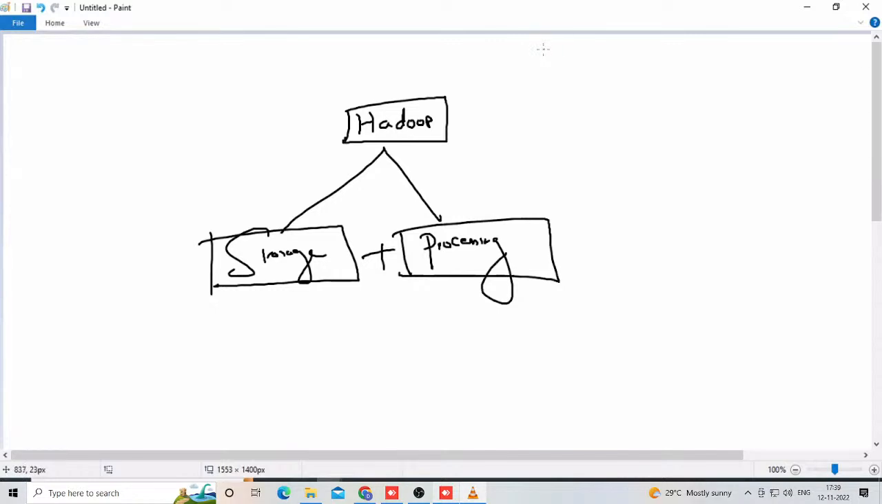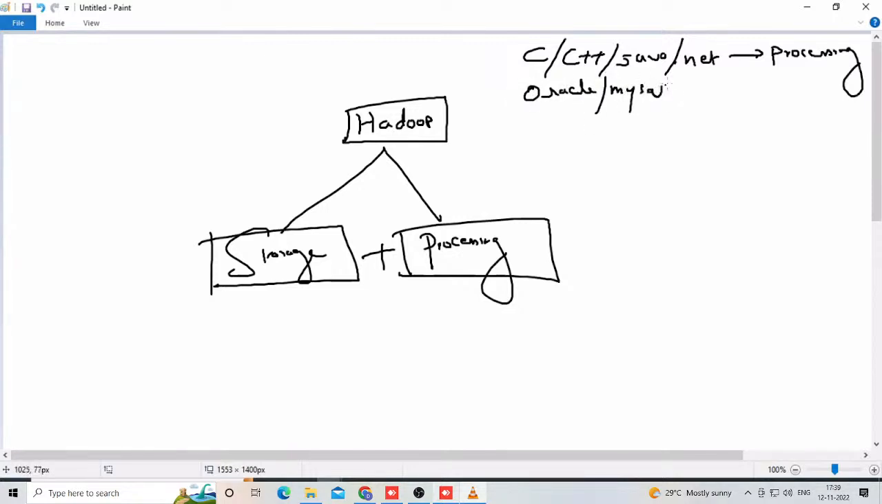Generally, if you talk about any technology, C or C++ or Java or .NET, they are meant for processing. Oracle or MySQL or DB2, all these are meant for storage. If you take any technology, they are meant either for storage or for processing, but Hadoop is meant for both storage and processing.